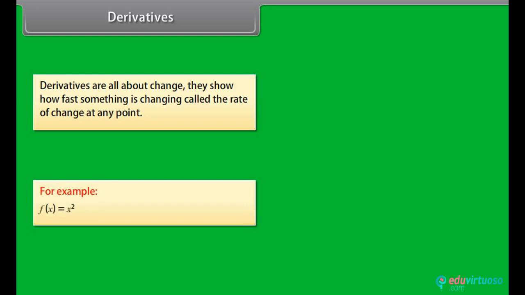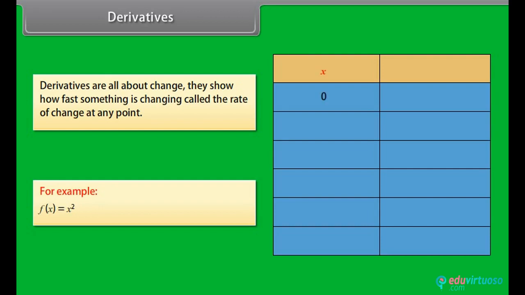Here are some values. For x is equal to 0, the value of f(x) is 0. For x is equal to 0.5, the value of f(x) is 0.25. For x is equal to 1, the value of f(x) is 1. For x is equal to 1.5, the value of f(x) is 2.25. For x is equal to 2, the value of f(x) is 4. For x is equal to 2.5, the value of f(x) is 6.25.